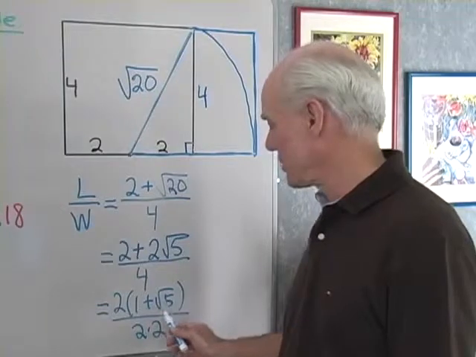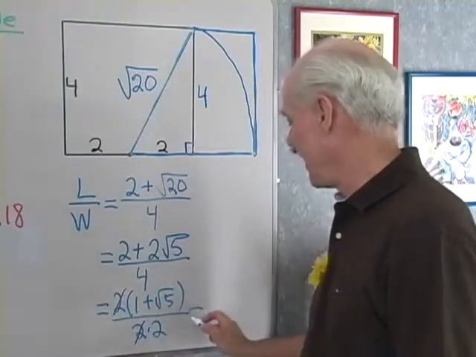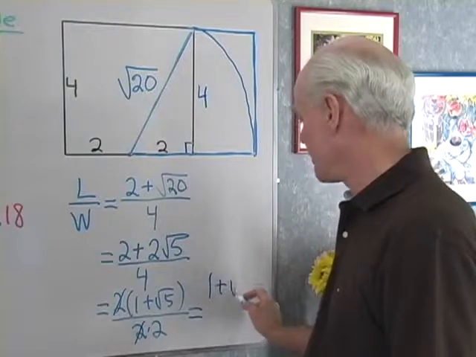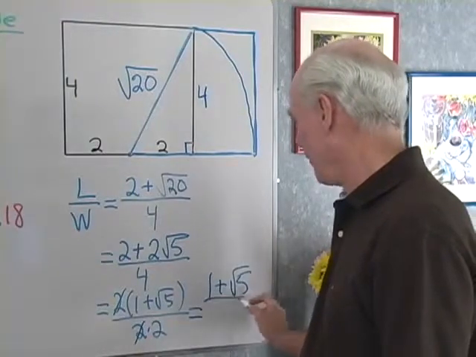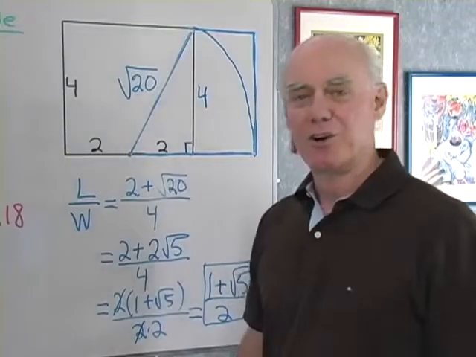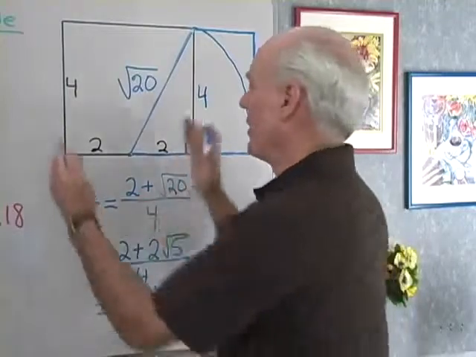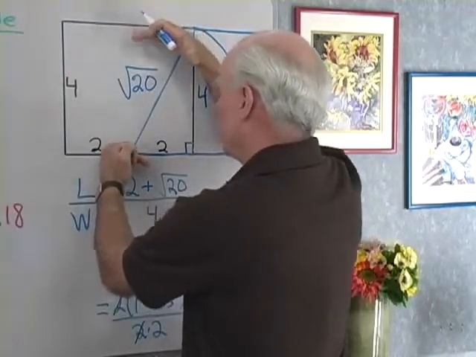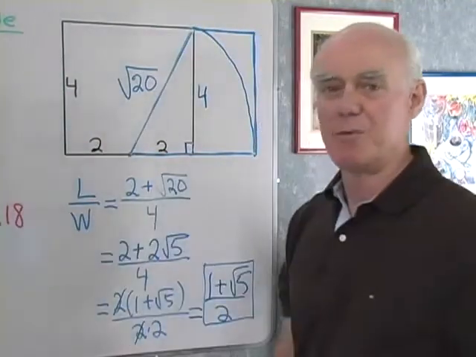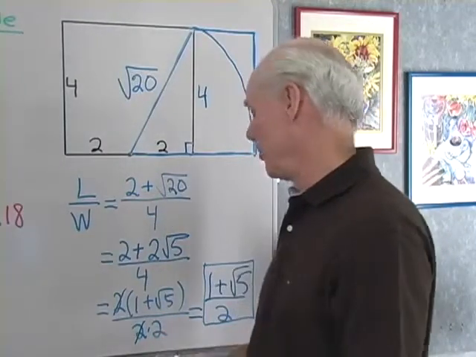2 times 1 plus square root 5 over 2 times 2. Those 2's divide out, and I end up with 1 plus square root 5 all over 2. Same number I got before for the golden ratio. So any golden rectangle, regardless of what size square you start with, will always end up giving you the same ratio for length to width, and that ratio is called the golden ratio.